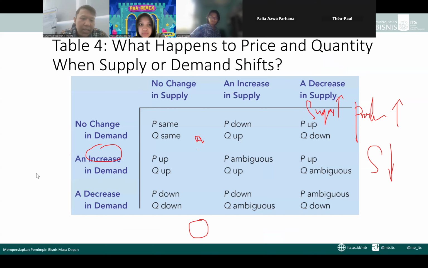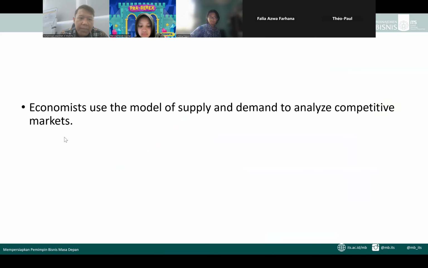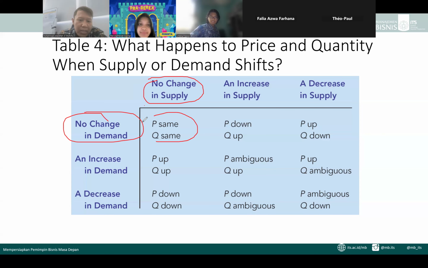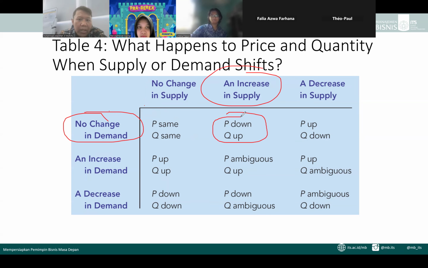All right. So this is the table which sums up the interaction between the supply and the demand. For example, we have no change in supply, no change in demand, meaning no shift. So the price will stay the same, the quantity will stay the same. But what happens if we have no change in demand, but we have an increase in supply? We have the price down and quantity up.